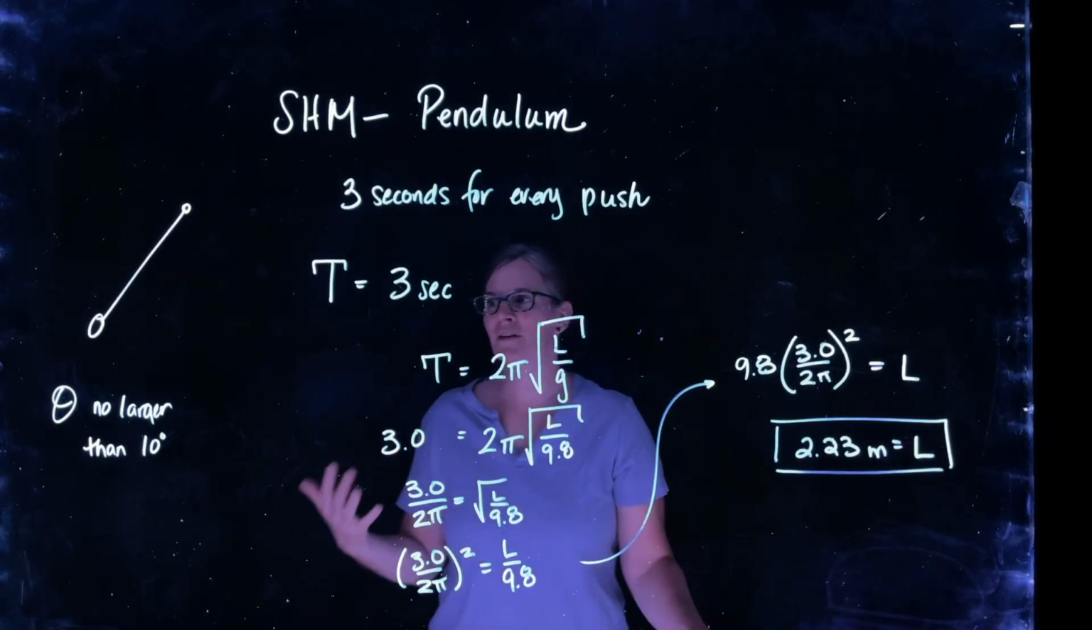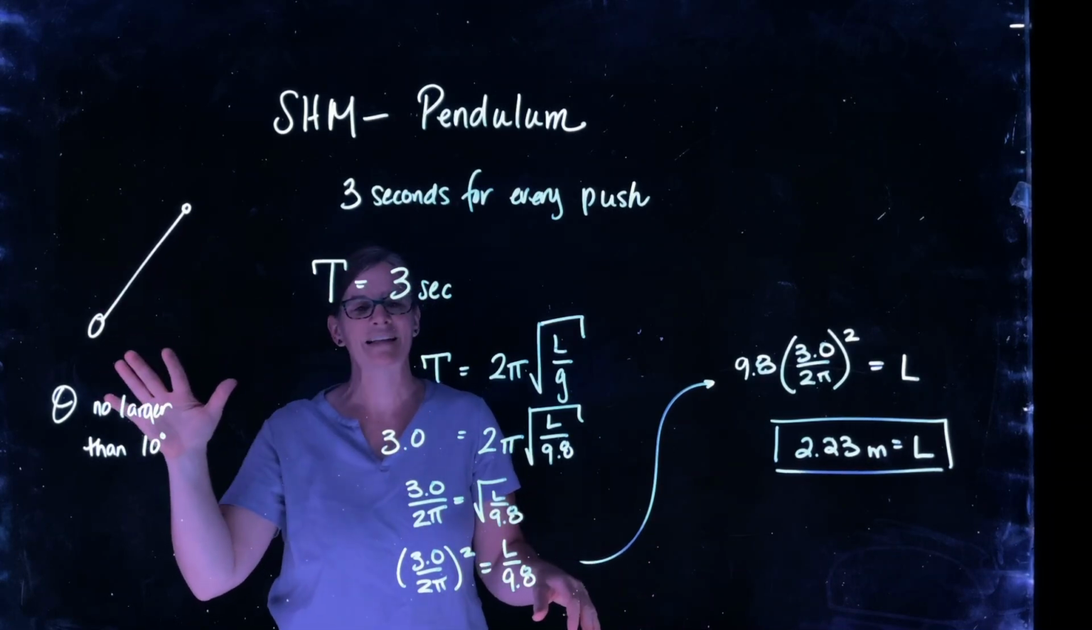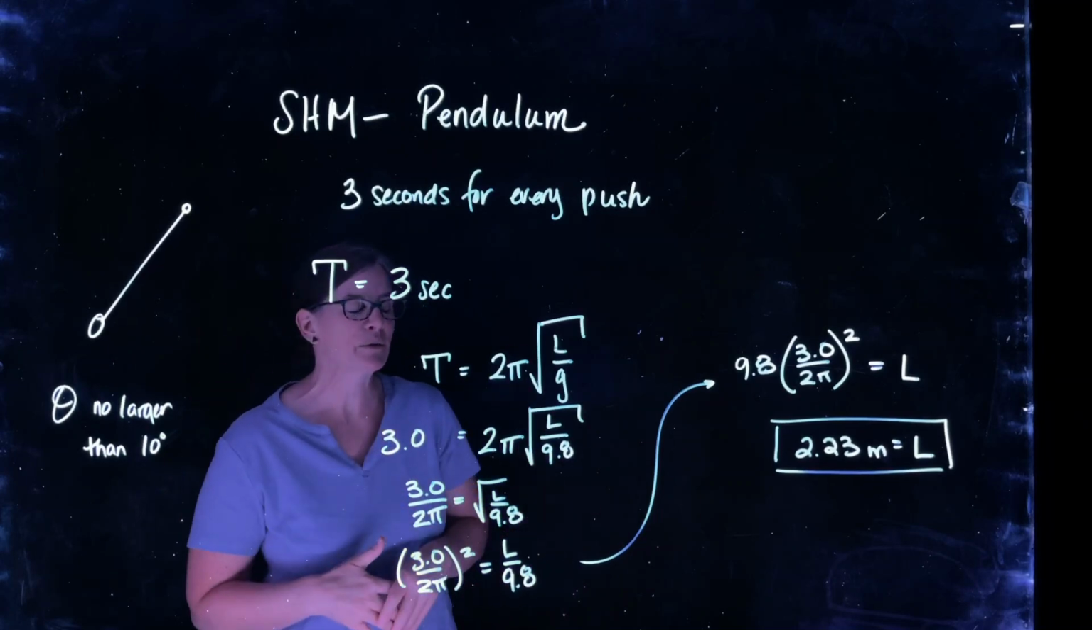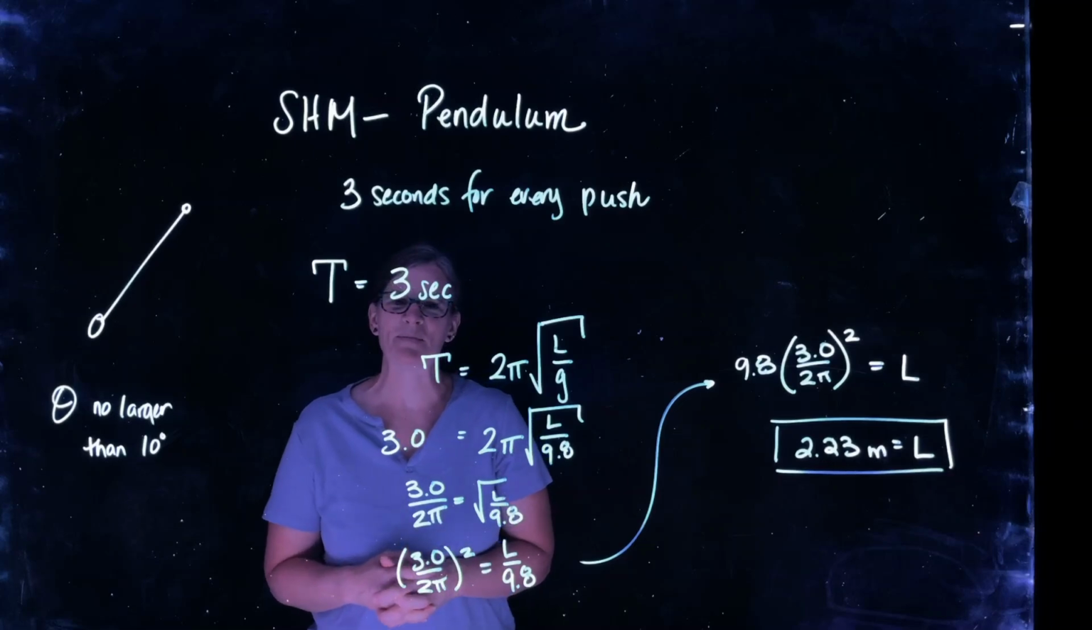All right, so we recognized that a simple pendulum is a simple harmonic oscillator. We talked a little bit about what influences the period and the frequency of that oscillation, and then used that relationship to solve a problem. Good job.